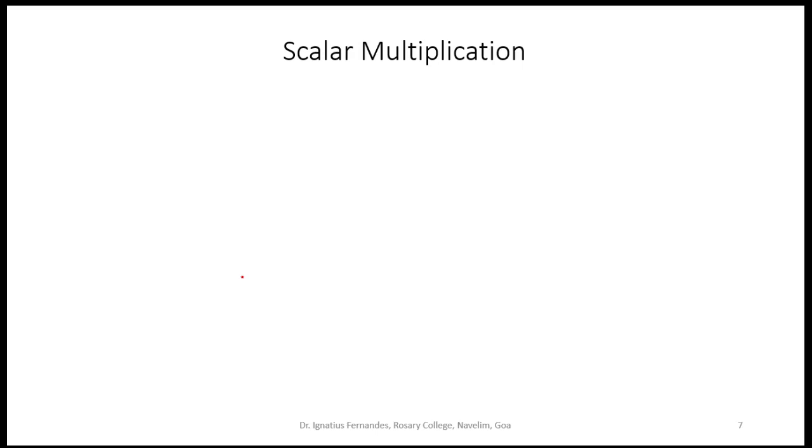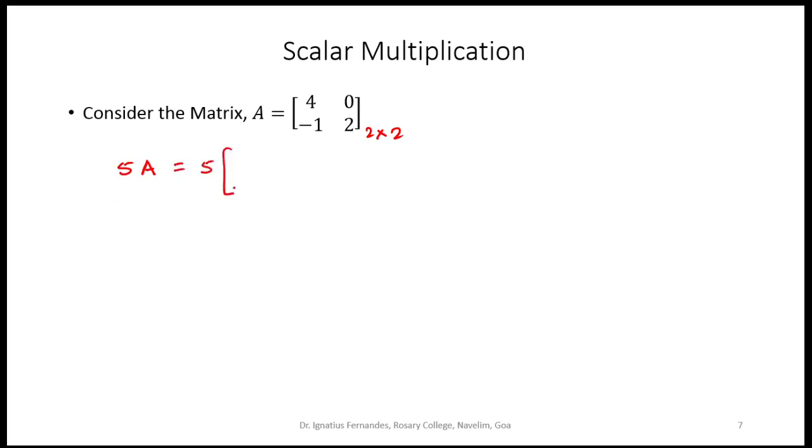Then we have scalar multiplication. Whenever you want to multiply a number, a scalar, to a matrix. Let us say you have a matrix A, a 2 by 2 matrix, 4 0 minus 1 2, and you want to multiply 5 to this matrix A. So you are multiplying by a scalar 5 to A. So it is 5 multiplied to this matrix A, 4 0 minus 1 2. When you have to multiply a number to a matrix, you have to multiply this number 5 to each of these elements.